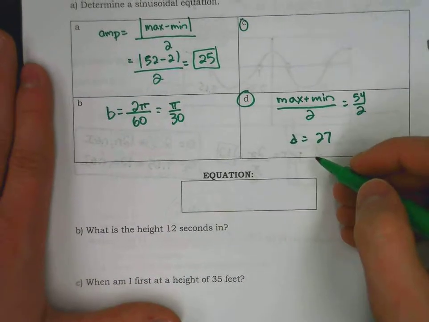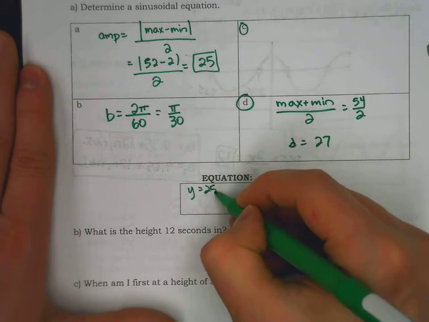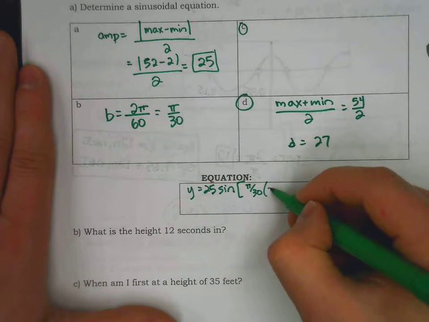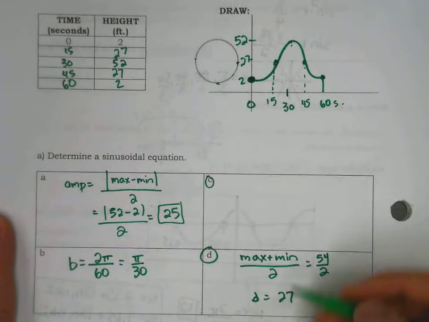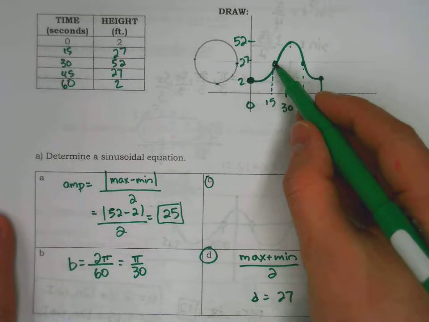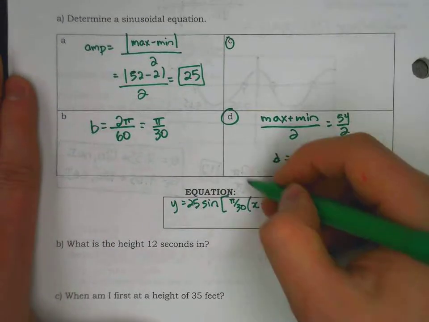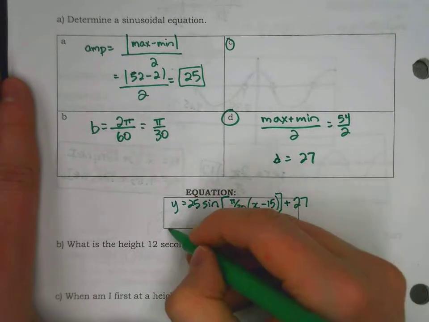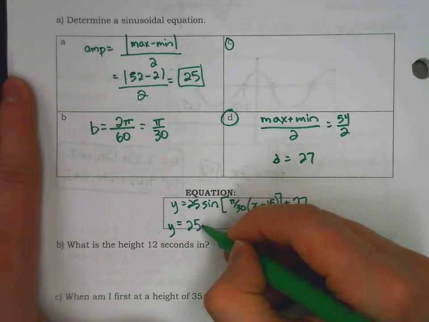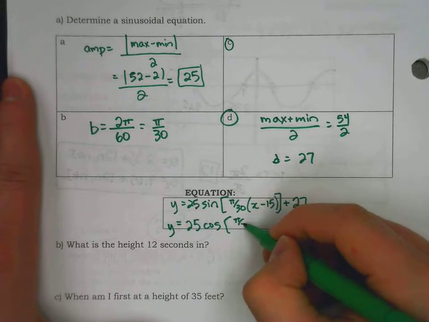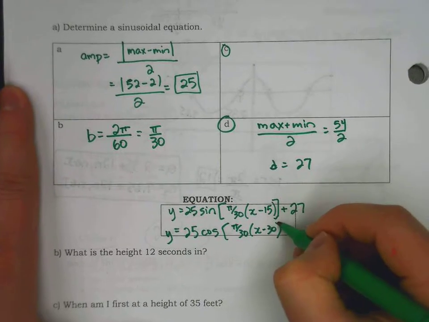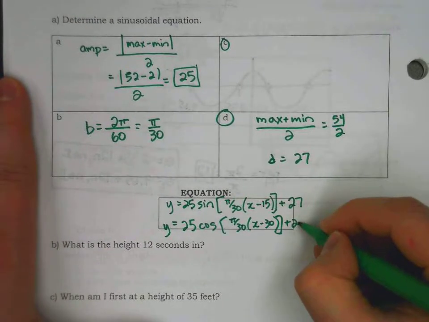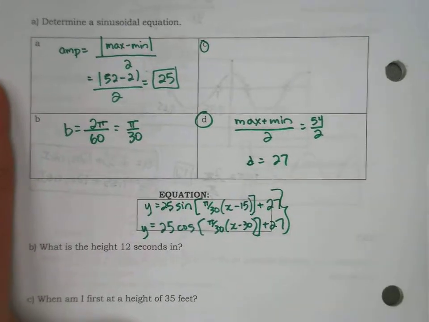So you might say as an equation, we've got an a value of 25 as a sine graph, b value pi over 30, x minus, now we did say a sine graph starts on the midline traveling up, so you're starting at 15 seconds. Instead of saying radians, I get to say seconds now, and a d value of 27. We could have also said as a cosine graph, 25 cos of pi over 30, starting at the maximum, which was 30, plus 27.